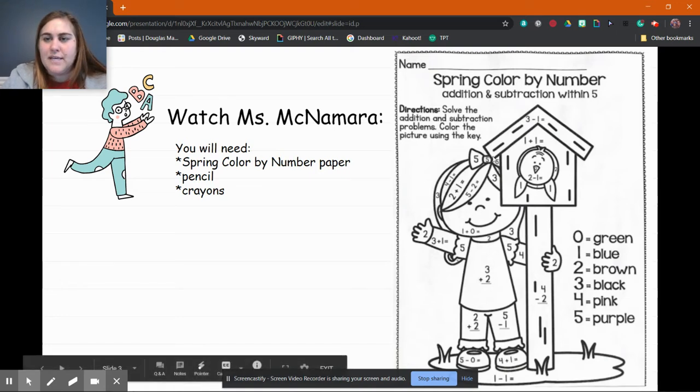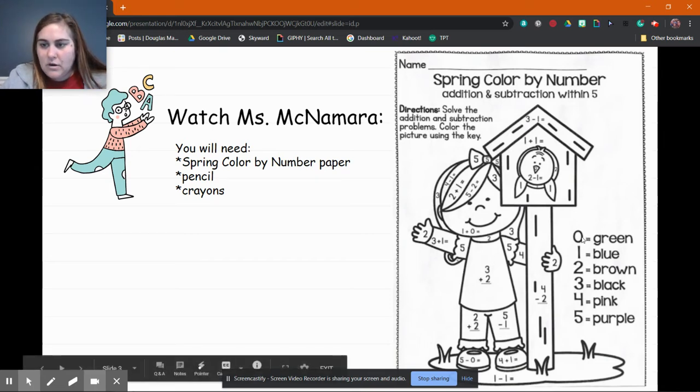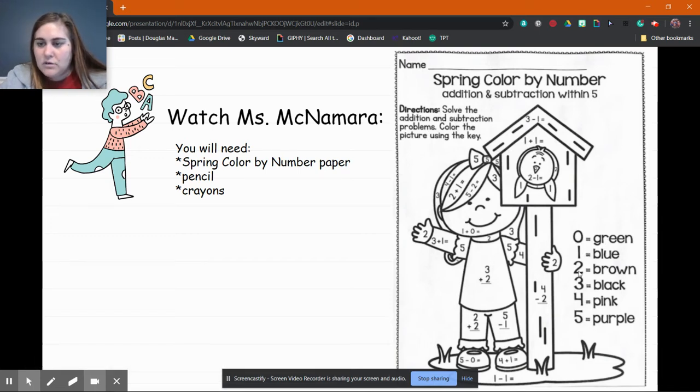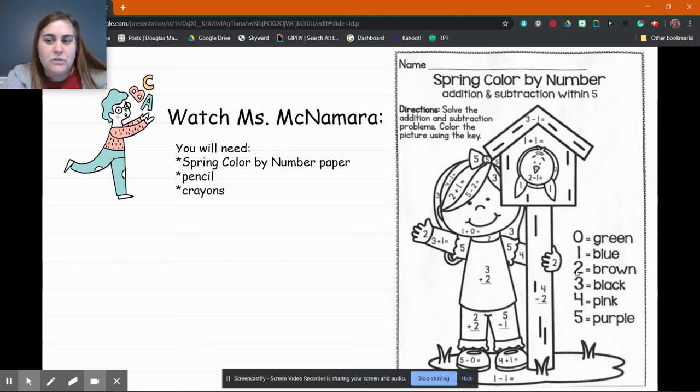So this is what your paper looks like in your packet today. It's called Spring Color by Number. You will need, obviously, the paper. You will need a pencil. That would be very helpful today, maybe even a piece of paper and crayons. So this is just like the color by sight word paper that I showed you during reading today. So over here on the side, you can see that there are numbers 0, 1, 2, 3, 4, 5, and next to each number is a color. So depending on what answer you get, that will determine the color that you color the area.